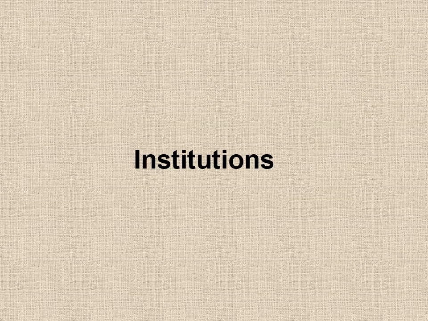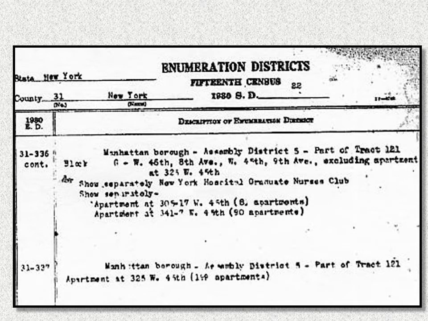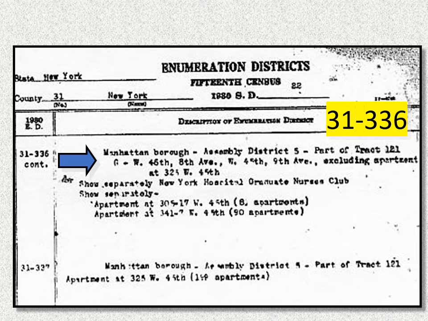Let's look at institutions. My example here is Manhattan, New York, New York, in 1930. We see an enumeration district 31-336 at the top, with an apartment excluded and an address there. That means the apartment was excluded to its own enumeration district. It's out of 336 and was given its own enumeration district, 337. It's actually within 336, but it has its own number. If you look at 336, there are some other institutions there. They don't have their own number, but they're shown separately, meaning their inhabitants start on a new census page.